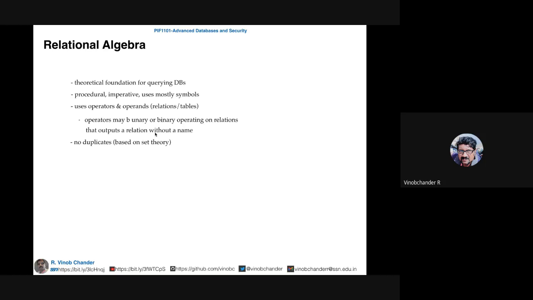The next point is that in relational algebra, there is no scope for duplicates because relational algebra is based on the mathematical set theory, right? And sets do not make use of duplicates. So in relational algebra, there are no duplicates allowed.